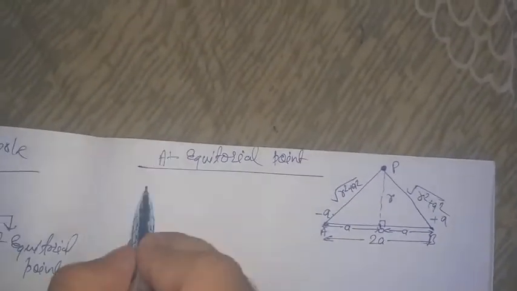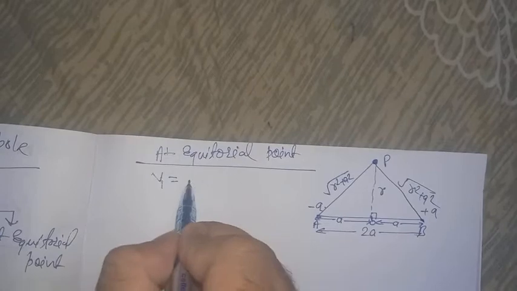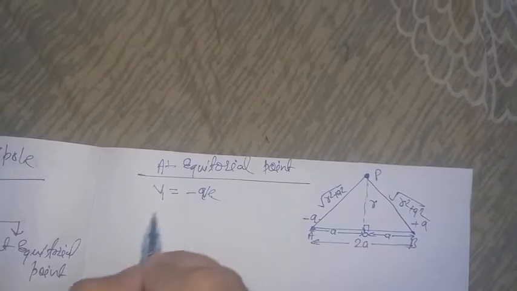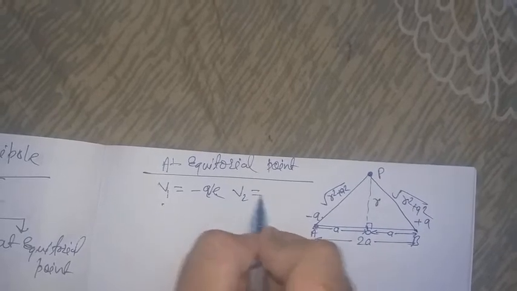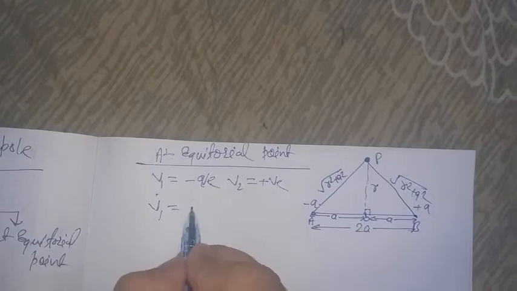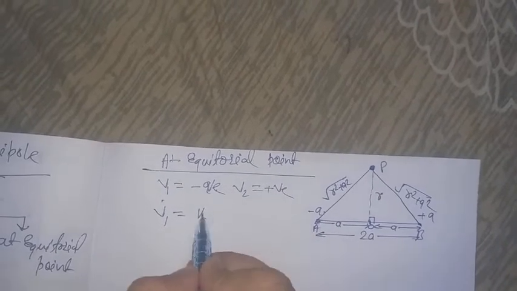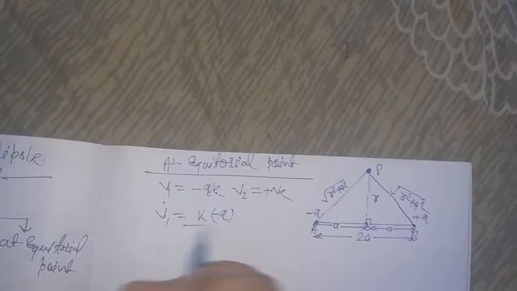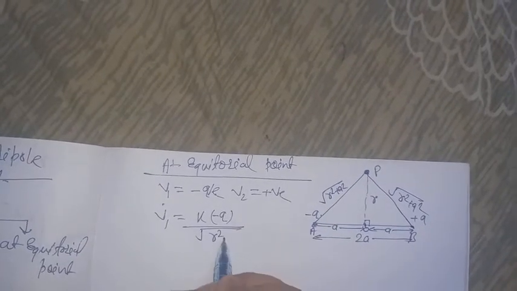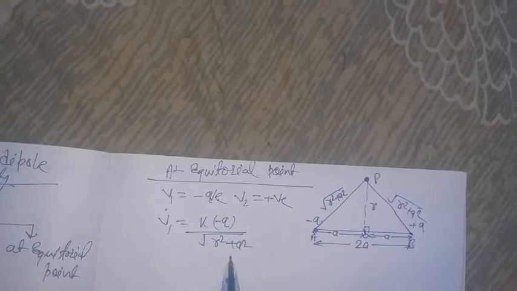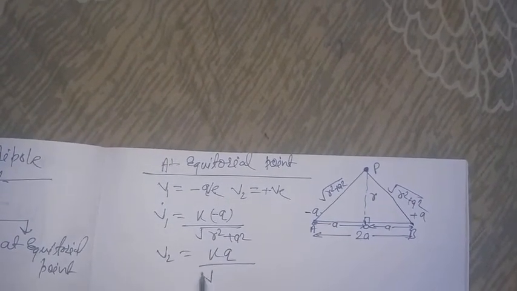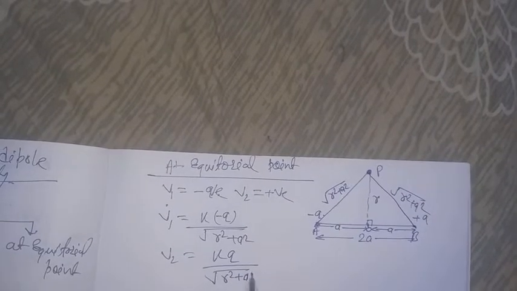Suppose, same way, V1 is the potential due to the negative charge, and V2 is the potential due to the positive charge. So what is the value of V1? V1 is K into minus Q upon root under r square plus a square. And what is V2? KQ upon root under r square plus a square.